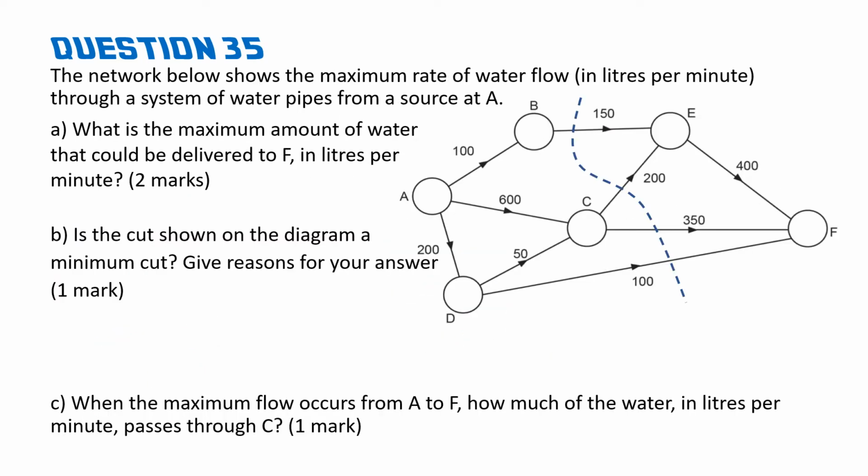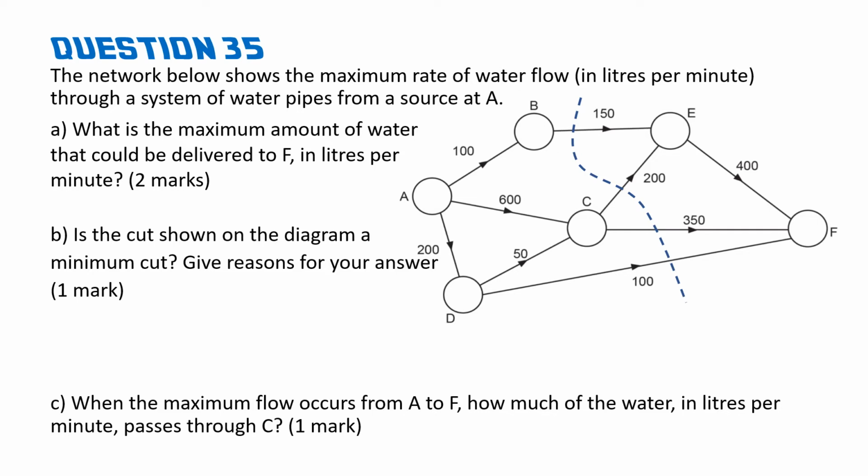Question 35. So we've got a network here showing the maximum rate of water flow in litres per minute through a system of water pipes from a source at A. It's asking us what is the maximum amount of water that could be delivered to F in litres per minute. So we want to work out what's our maximum flow from A through F.